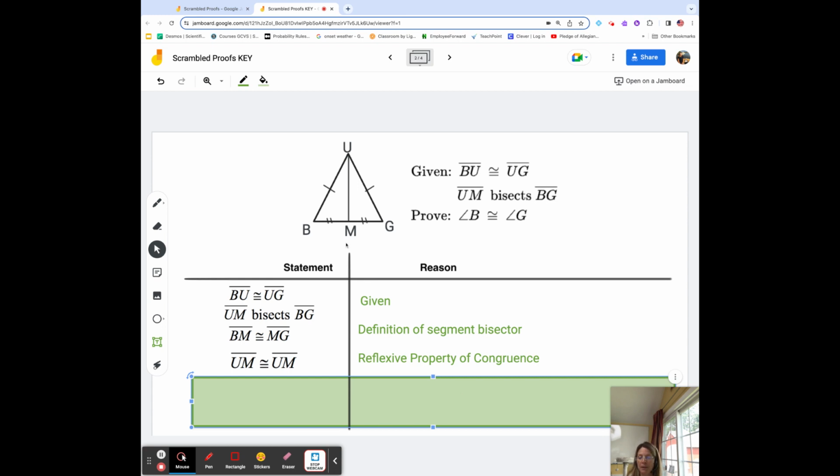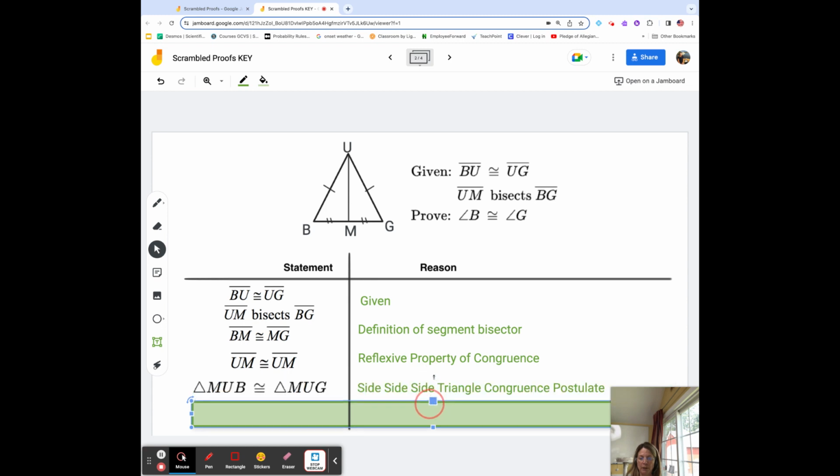Now I have enough information to show that the two triangles in this picture are going to be congruent. So triangle MUB is congruent to triangle MUG by the side-side-side triangle congruence postulate. Remembering what we know about rigid transformations, triangle MUB, if I reflected it over this line right here, would land on triangle MUG. So we want to prove that angle B is congruent to angle G.